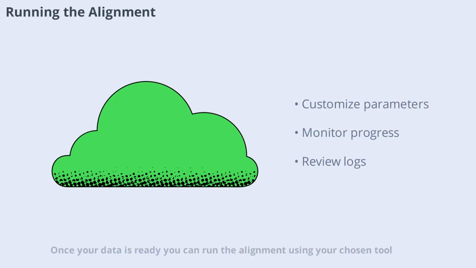Once your data is ready, you can run the alignment using your chosen tool. Most MSA tools offer both command line and graphical interfaces, allowing you to customize parameters such as scoring matrices and gap penalties. The alignment process may take seconds or hours, depending on the size and complexity of your dataset. Monitoring the process and reviewing logs can help catch any issues early.